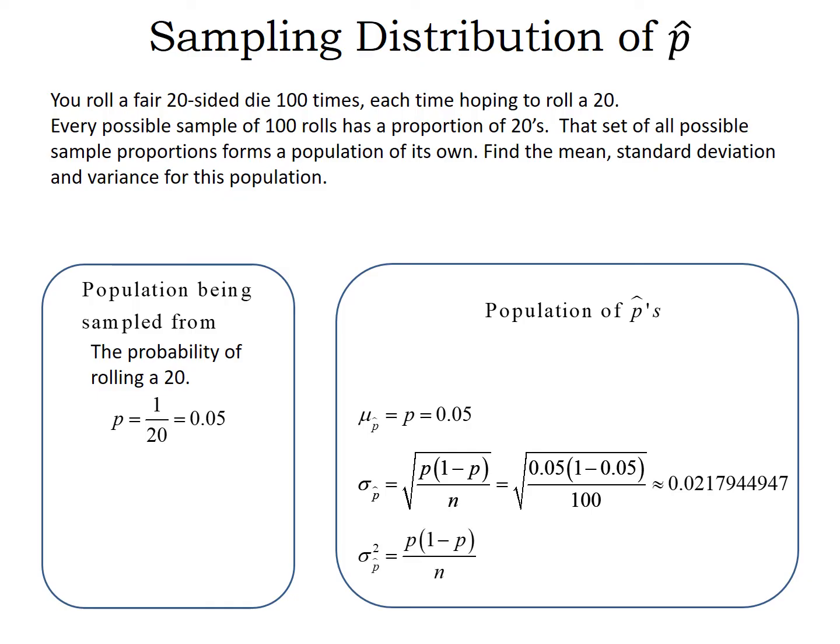And then, of course, the variance of p-hat is calculated simply by leaving off the square root, because it's the standard deviation squared. So plug in the 0.05 and then 100, and we end up with 0.000475.